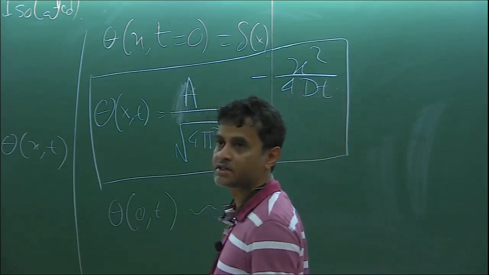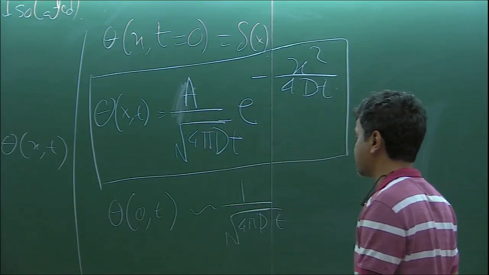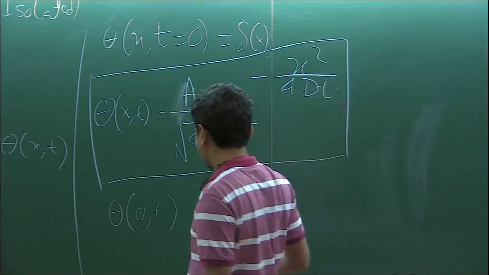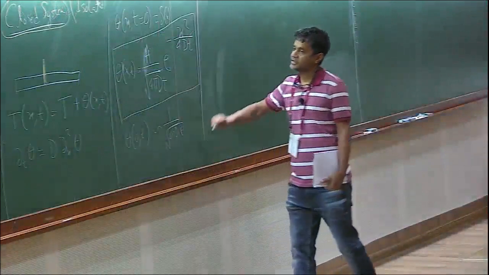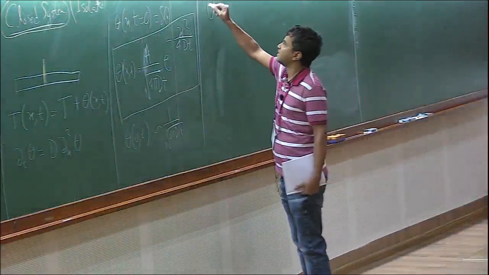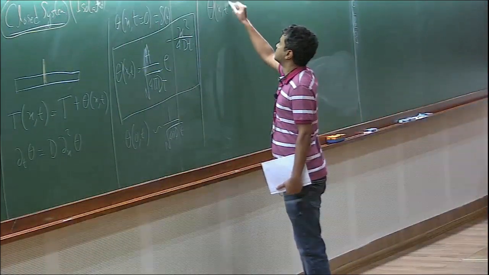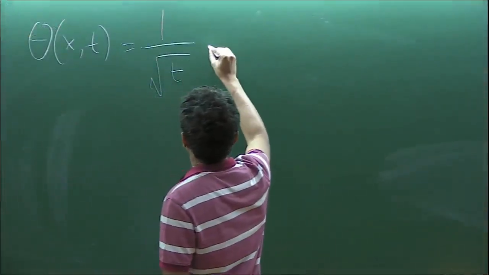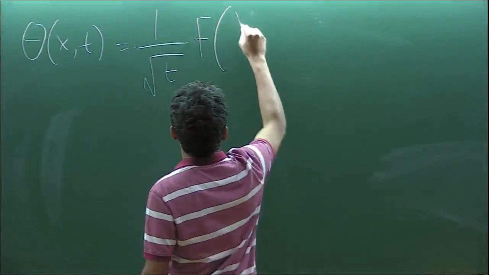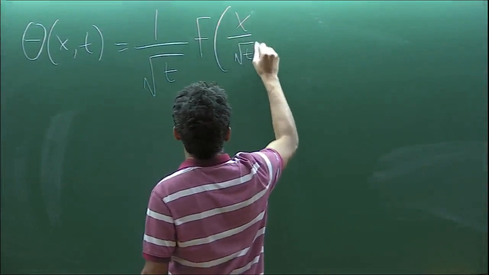So this is one simple way you could experimentally determine thermal conductivity. Okay, and one other feature of this solution is that it has a scaling form, which is, you can write it as 1 by square root of t, some function of x by root t.